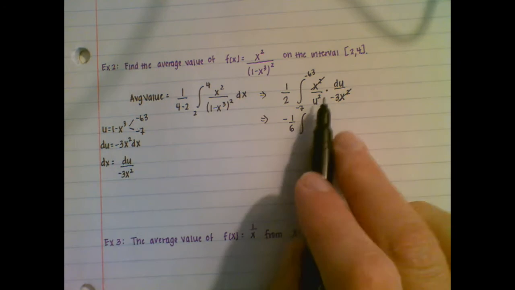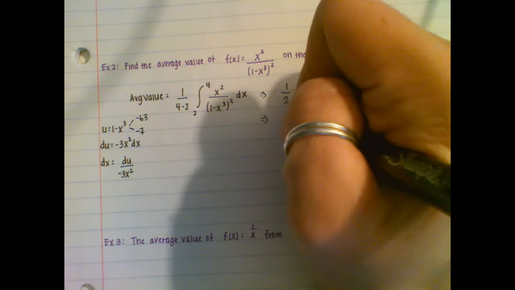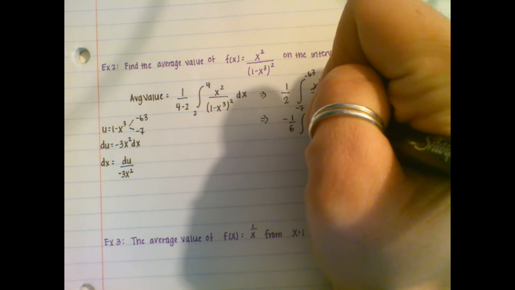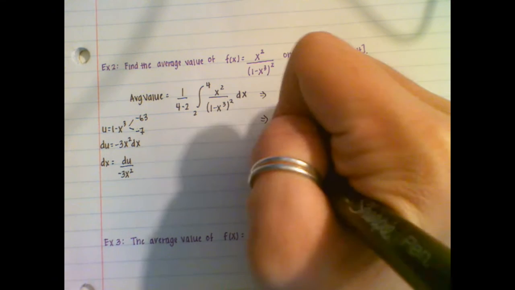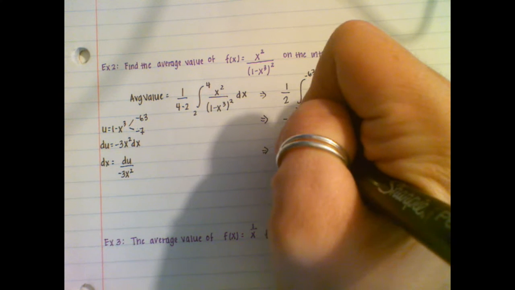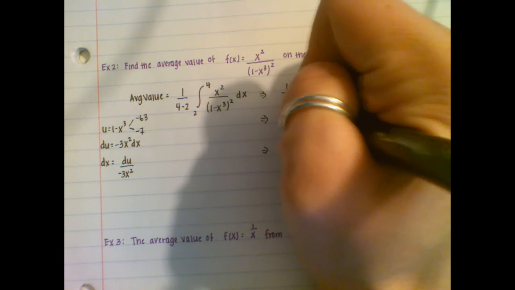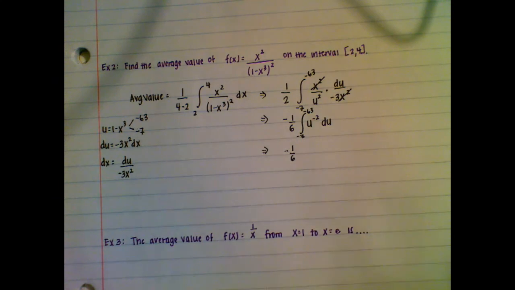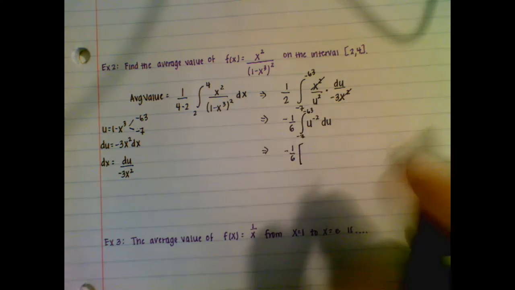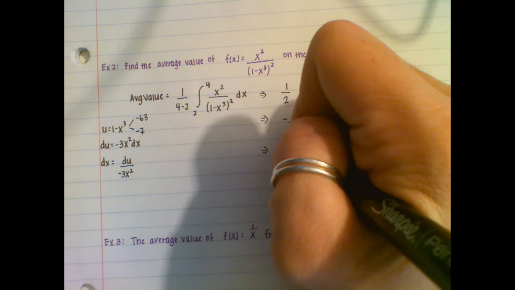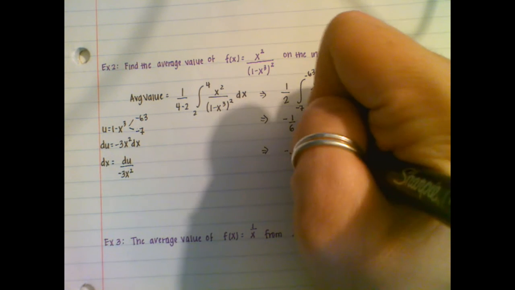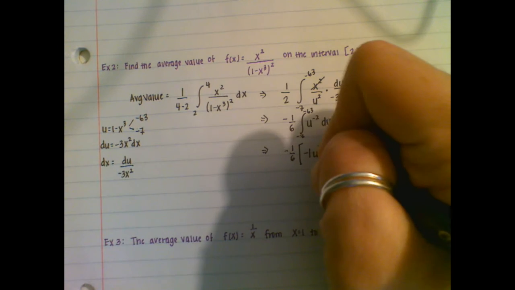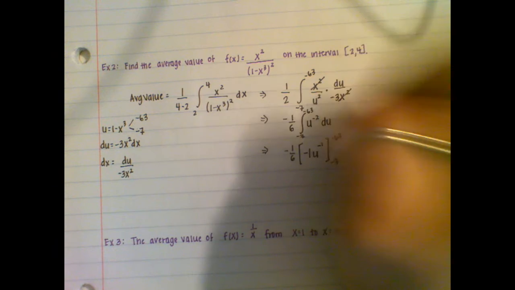I'm just going to clean this up a little bit. So this is really 1 over u squared. I'm going to write that as u to the negative 2 power du. And then I'm just going to use my power rule here to get my antiderivative. So negative 1/6. Oops, I should be putting my bounds on there. So negative 1/6. My antiderivative is going to be 1 over negative 1. So negative 1. U to the negative 1. That's from negative 7 to negative 63.